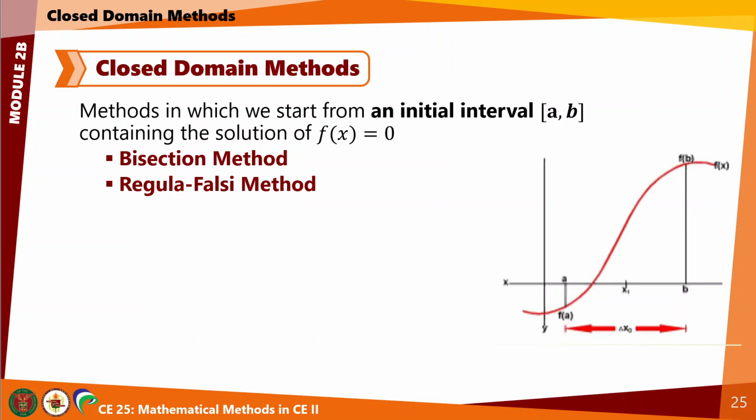Instead of starting from an initial guess, just like in open domain methods, in closed domain methods, we use an initial interval. Okay, let's say A and B. And then within that initial interval, we have the solution na hinahanap natin, which makes the function value equal to 0. Okay. Here we use the concept of the intermediate value theorem.